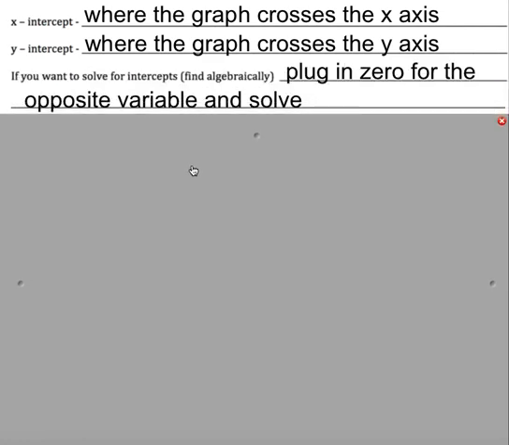If you want to solve for intercepts, finding them algebraically from an equation, you must plug in 0 for the opposite variable and solve. We have two examples.